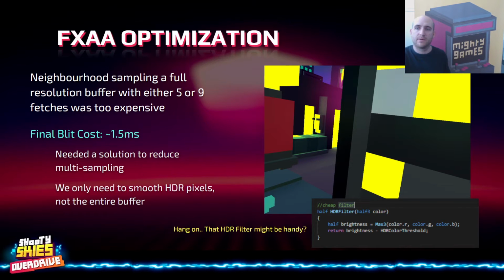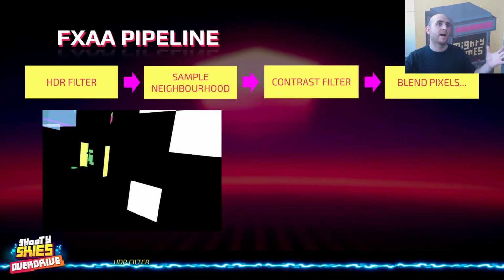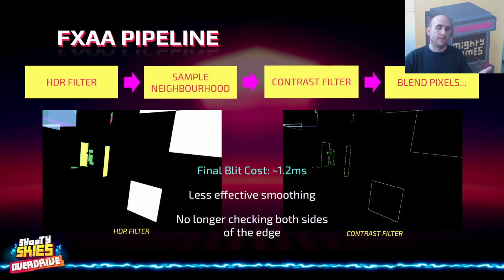So in this image, anything that's yellow, we know that's an HDR color. So we only need to work out where the edging, the high contrast pixels are, with our mask in mind, in order to do the smoothing around them. By taking this approach, we could essentially filter out any colors that weren't an HDR value. Then we could sample the neighborhood around the remaining pixels, apply our contrast filter, and then blend our pixels. The final cost of this was about 1.2 milliseconds for these images.